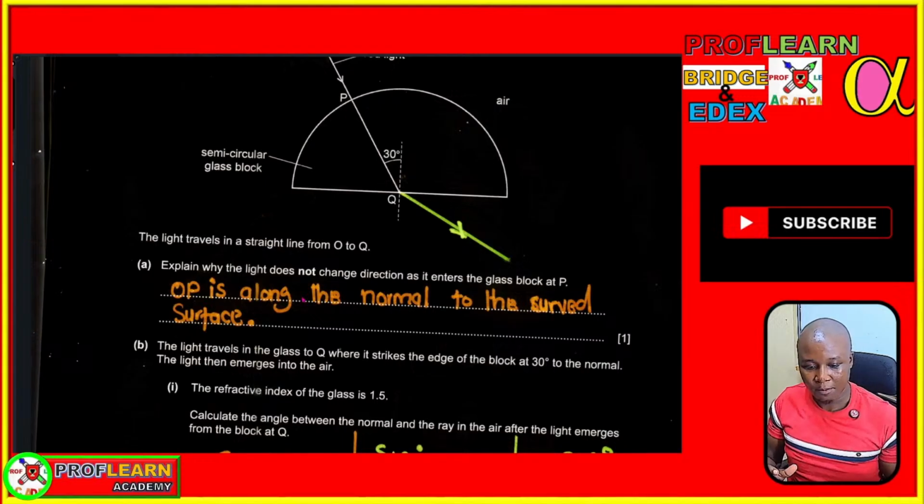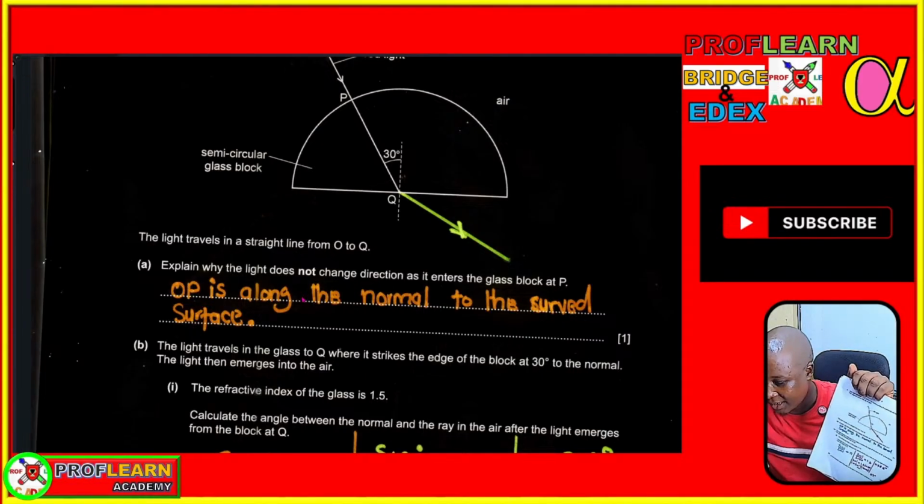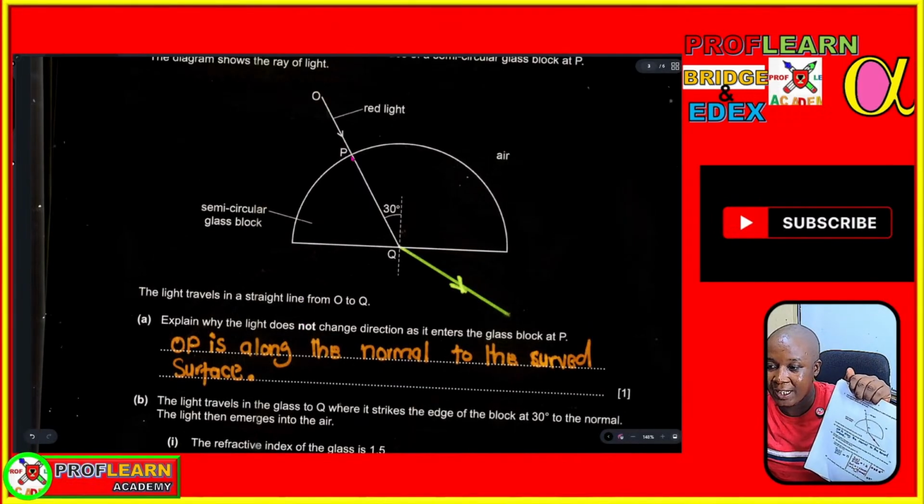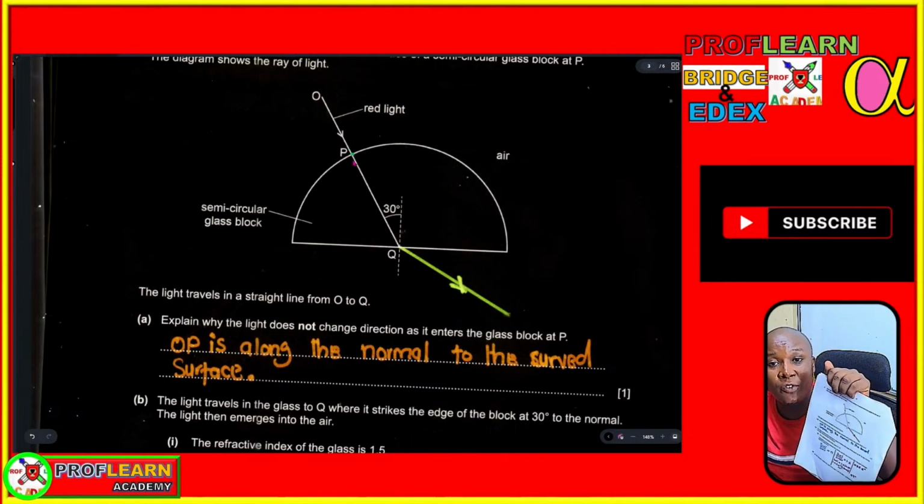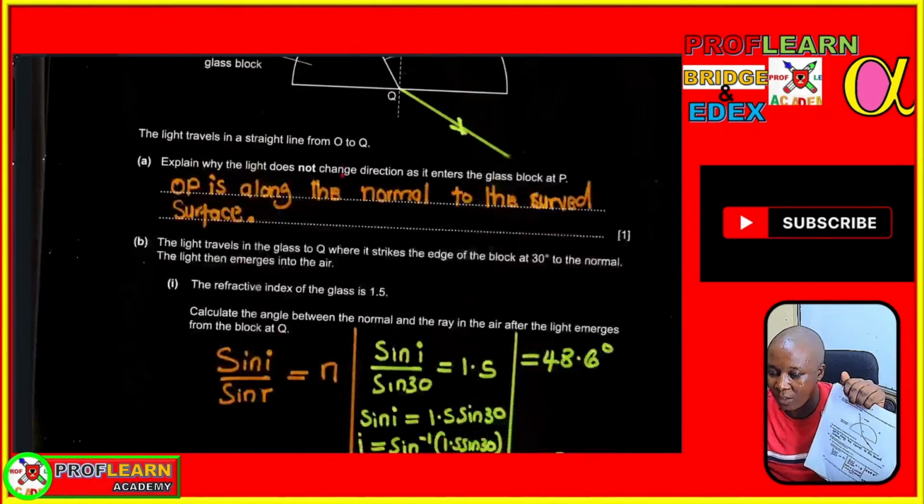This is because the ray OP is at a right angle. It's at 90 degrees. It's along the normal. So it's meeting the glass block at a right angle, which means the angle of incidence at this point is 0. The angle of refraction also will be 0. So this ray is not going to undergo any refraction at that given point.